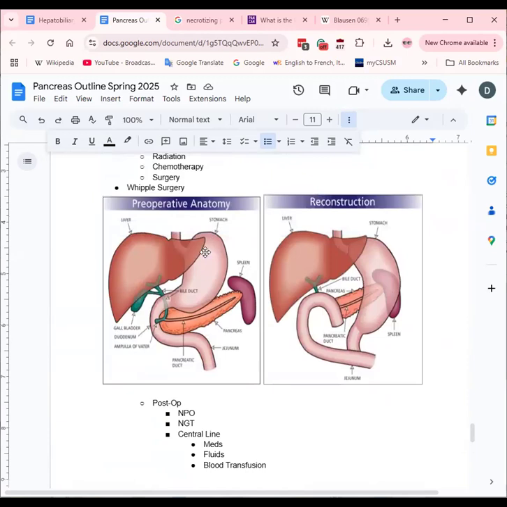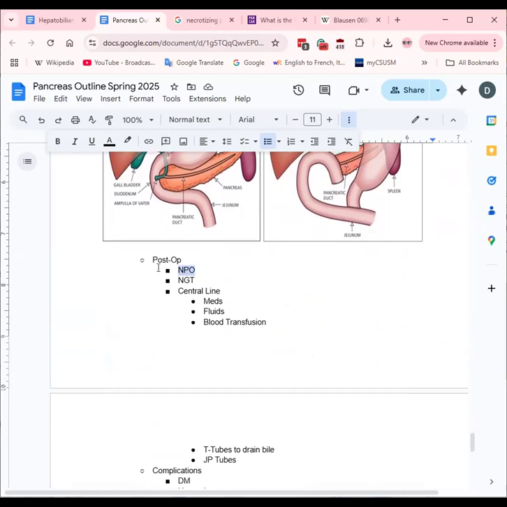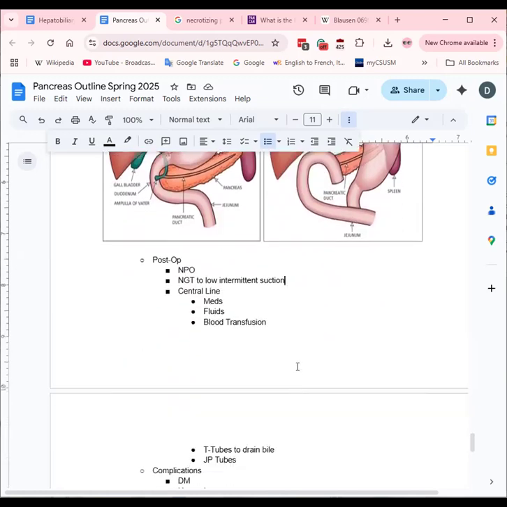So you just had massive GI tract surgery. So you're going to be NPO. You're going to have an NGT to low intermittent suction to decompress. Because you're NPO, and this is such a major surgery, you're going to want a central line because you're probably going to want multiple different things on you. You're probably going to want a high amount of fluids, medications, maybe a blood transfusion.